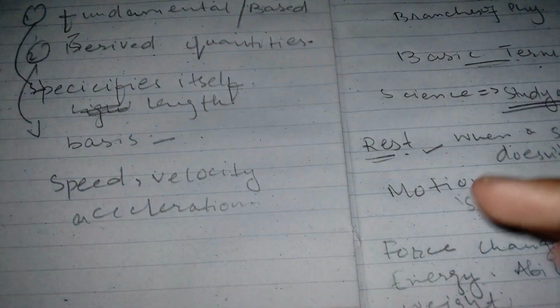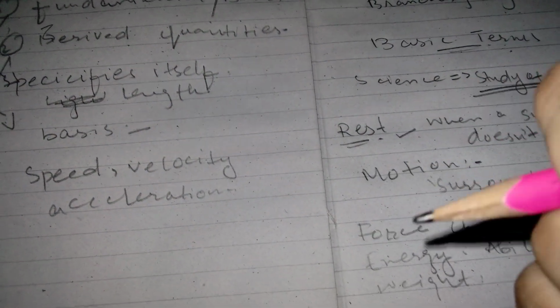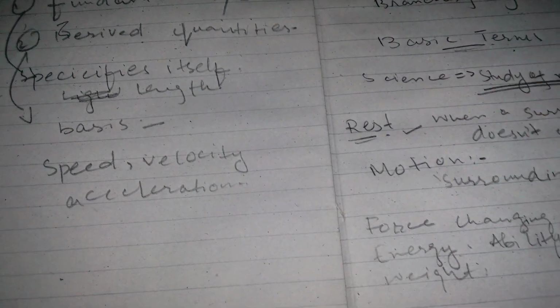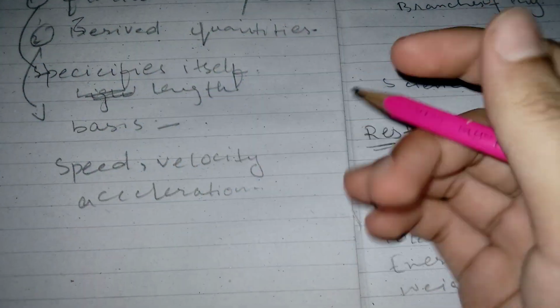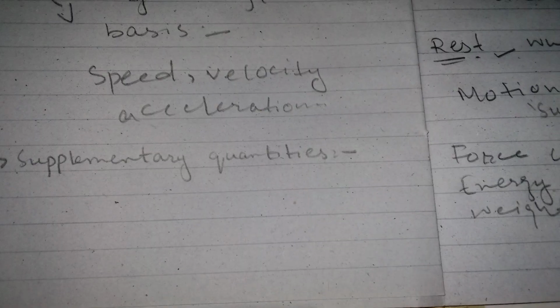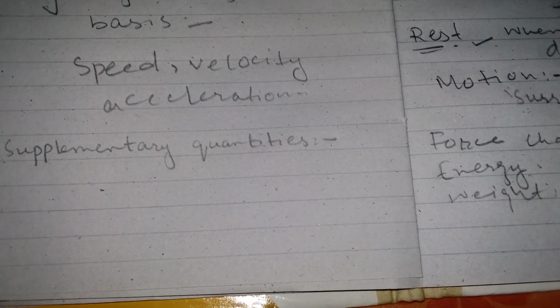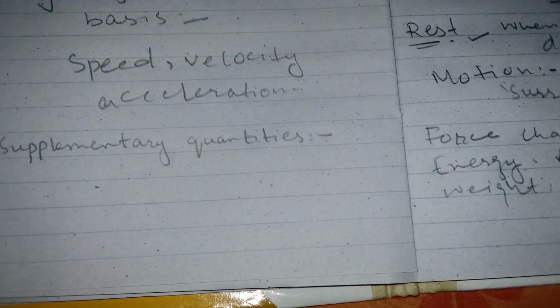Basically, there are three types of quantities. Number one is fundamental quantities, number two is derived quantities, and number three is supplementary quantities. So let me tell you what supplementary quantities are. Supplementary quantities are those quantities that do not belong to the fundamental or derived quantities.